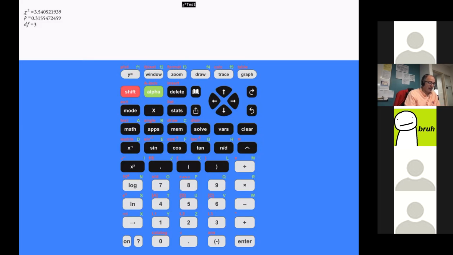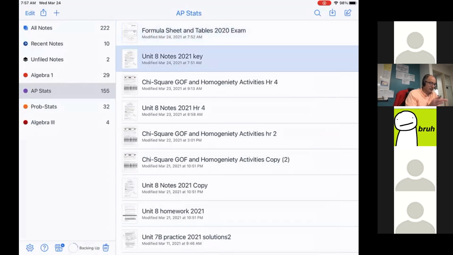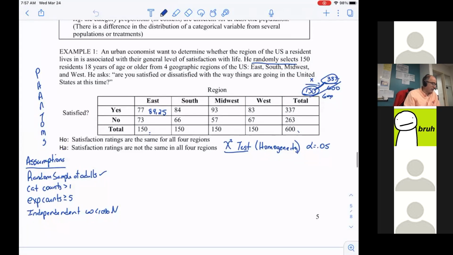But right now, I need to go back to my notes, and we need to look at this part of it. So I said that what we're after right now is we're trying to find expected values. So I'm looking for the expected value of no. Well, I know that it's going to add up to 150. So I know this is going to be 65.75. But I don't want to do that.